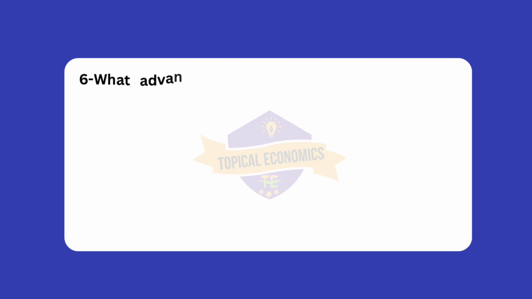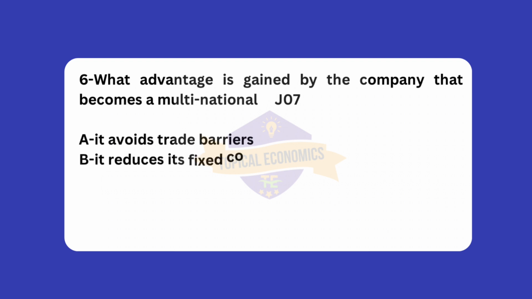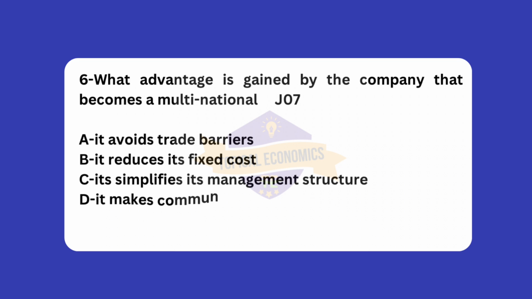Moving on with the sixth question, what advantage is gained by a company that becomes a multinational? Option A, it avoids trade barriers. Option B, it reduces fixed costs. Option C, it simplifies its management structure. Option D, it makes communication easier. So the answer for this is option A, it avoids trade barriers.